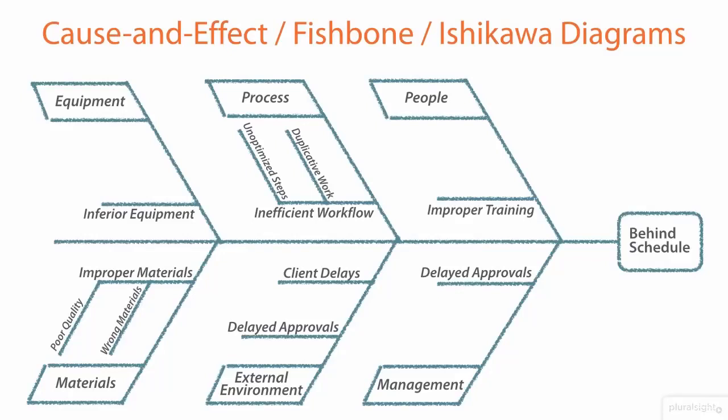Fishbone or Ishikawa diagrams like this can be very helpful in tracking down the specific causes, getting past the more generic answers that people might originally give when asked why a problem might have arisen. Instead, you can continue to dig down further to find not just the surface issue, but what's truly causing any delays or other problems within your project.